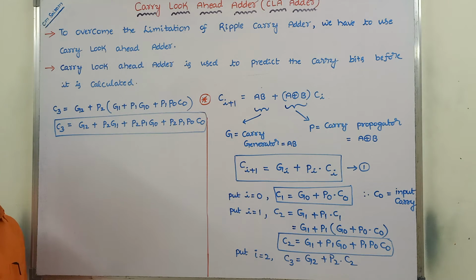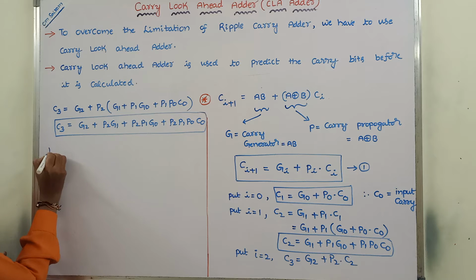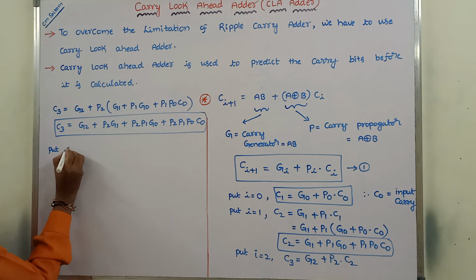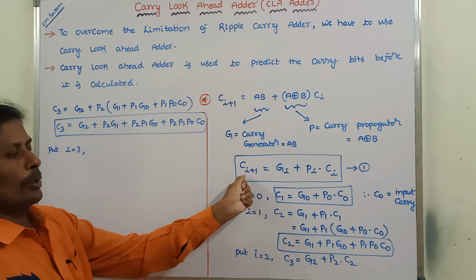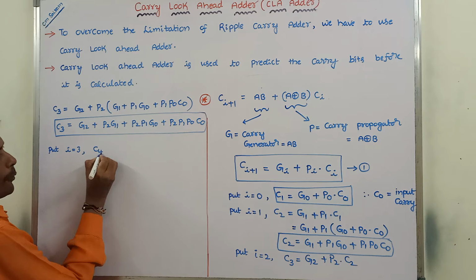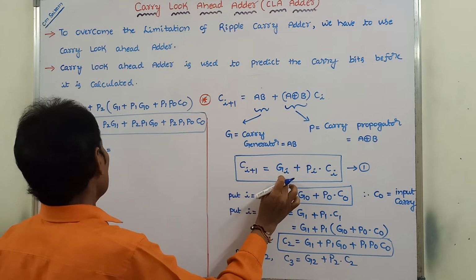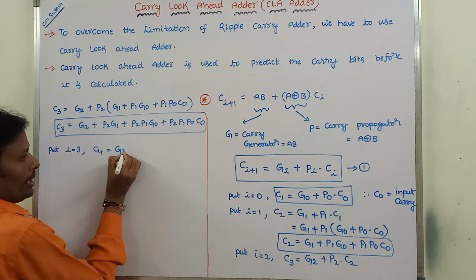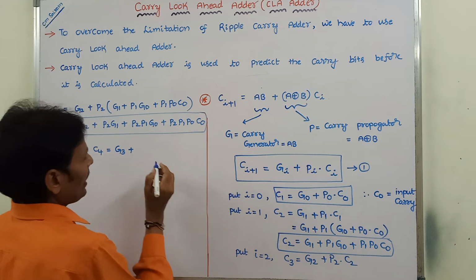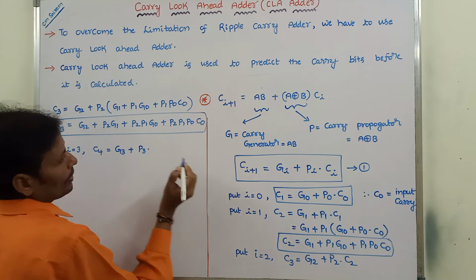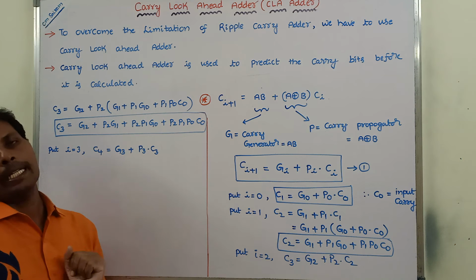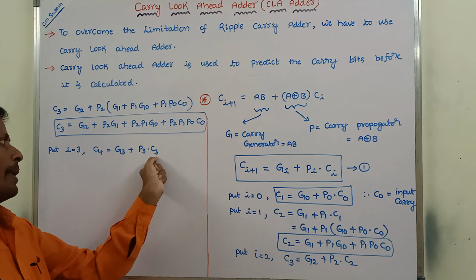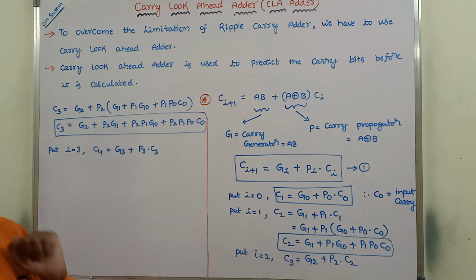Next, put i equal to 3 in equation 1. Whenever i value is equal to 3, it becomes C4 is equal to G3 plus P3 into C3. Here we do not calculate the C3 value. The C3 value is already calculated, so we can use it without actually calculating it.